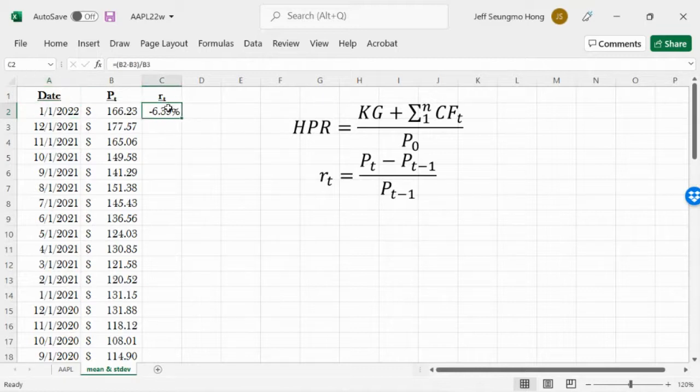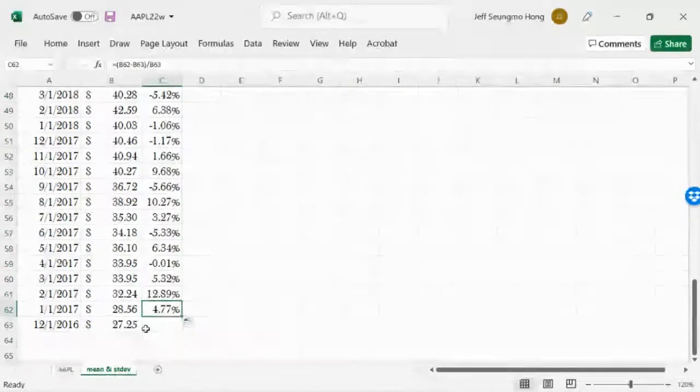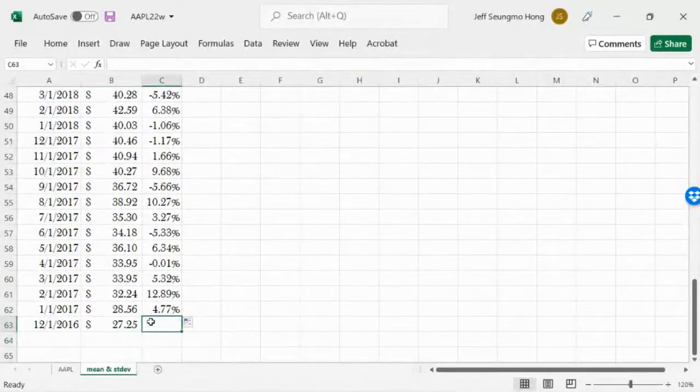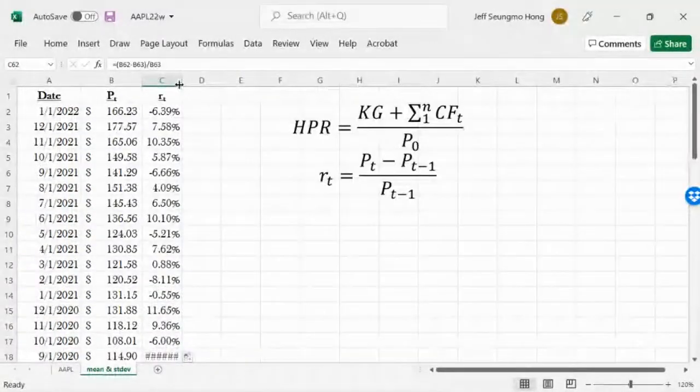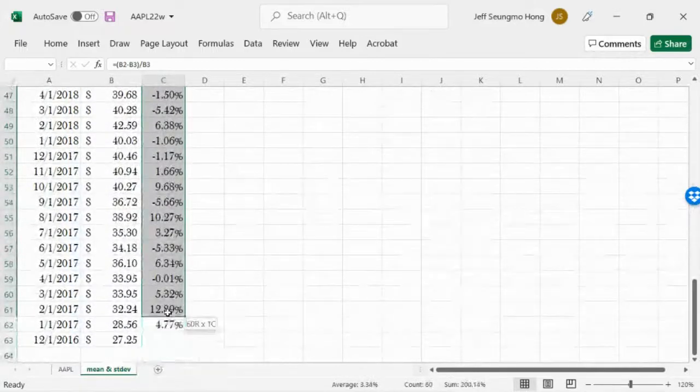Now, once you have this, the rest is home free. The rest is like walking through a park. It's like a breeze. Just bring it to the southeast corner and drag it down, all the way down. But you stop here because to have a return here, you need data here, but we don't have any more data. So stop there. We have monthly returns now. That must be 60 individual returns. If I highlight it, oh, I got even 61.